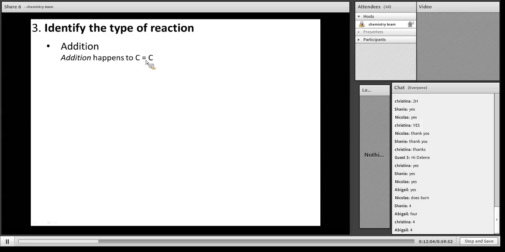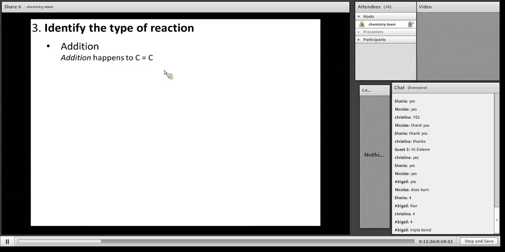Or actually, addition happens in alkynes. I didn't put it here, but it can also happen to alkynes. Because what is the functional group for alkynes? So alkenes is a carbon-carbon double bond, and correct, Abigail, alkynes have the triple bond.